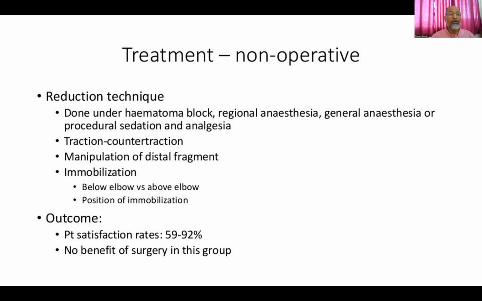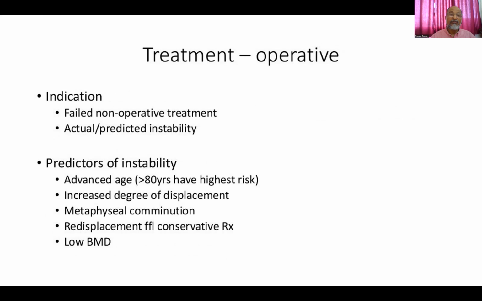If that facility is available, you can give the cast immobilization, which is usually below the elbow, but sometimes it may be above the elbow also, and the position of the immobilization is usually in pronation or whatever position the fragment remains stable. And usually the rate of success is satisfactory, up to 95%, and surgery is of no benefit in this category of patients.